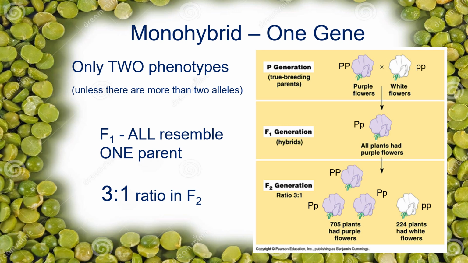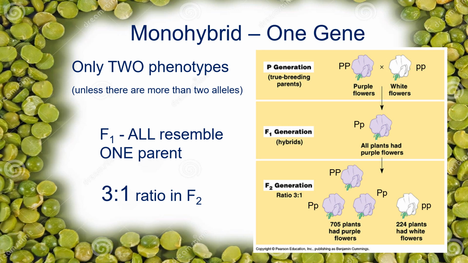What does true breeding mean? Well, that means if we keep taking those individuals and mating them amongst themselves over and over and over again, we always get offspring that look just like the parent. So we can have purple plants that are true breeding, and we'll always get plants with purple flowers. We can have white plants that are true breeding, and we'll always get offspring that have white flowers.